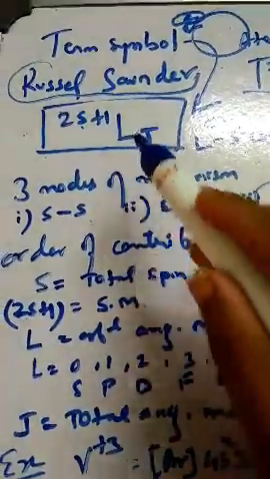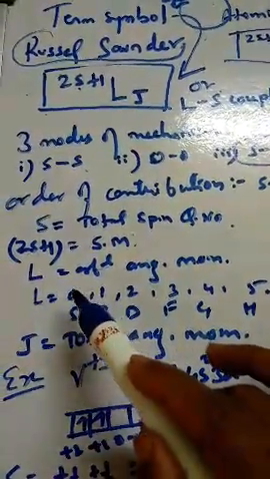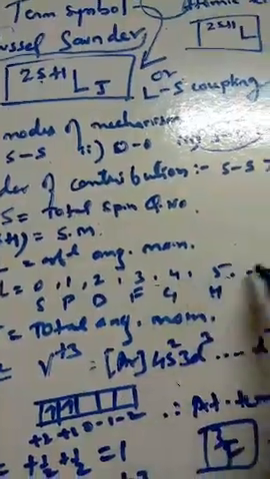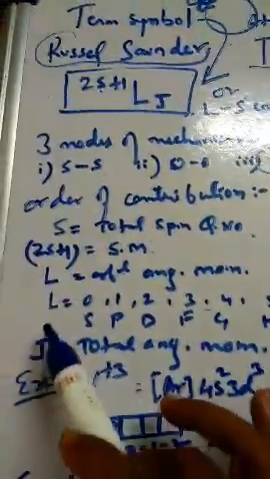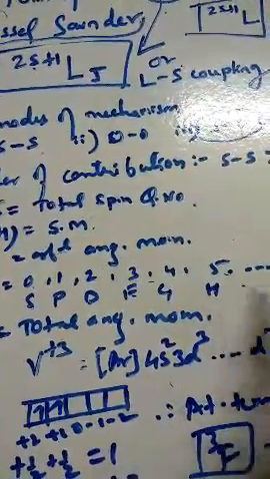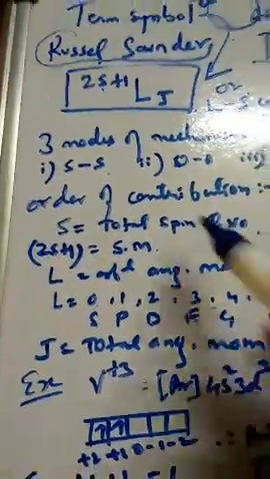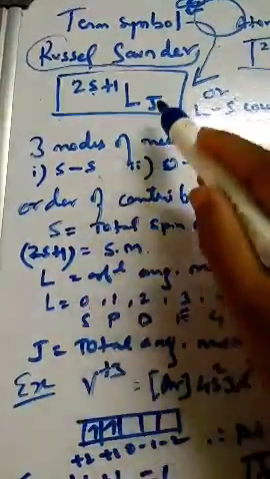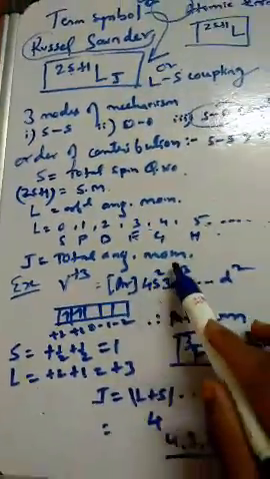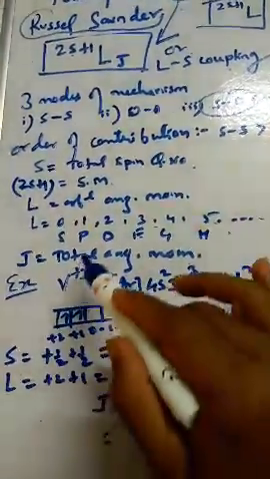L is the orbital angular momentum, and you know from lower classes that L can be 0, 1, 2, 3, 4, 5, 6, 7, 8, 9, 10, whatever. If it is 0 it is S, then P, D, F, G, H, I, J, K, L, M, N, O, P, Q, R, S, T, like this. This is the L notation, and J is the total angular momentum.